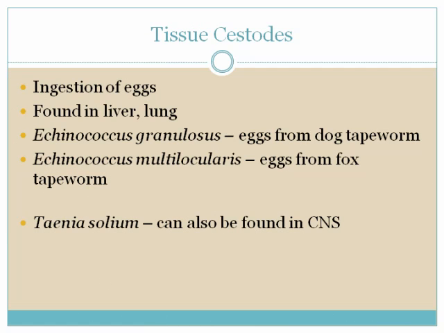All right, tissue cestodes, two that we're going to talk about, Echinococcus granulosus and Echinococcus multilocularis. You get this through the ingestion of eggs. They're found in the liver and lung. Granulosus eggs come from the dog tapeworm, and multilocularis comes from the fox tapeworm. Taenia solium can also be found in the central nervous system.